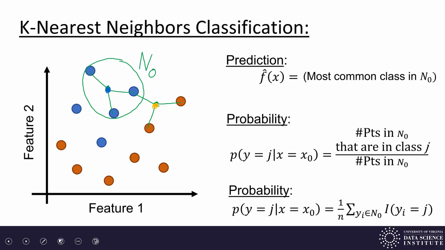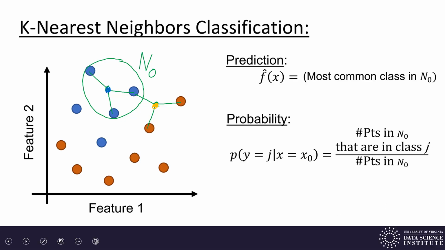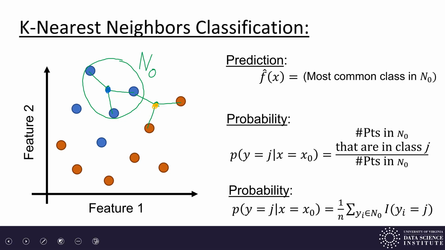The formula is very simple. We just look at the neighborhood of this new data point, and the probability is going to be the number of points that are in that neighborhood and are in class j, divided by the total number of points that are in that neighborhood. There's a different way to write this formula. This is the textbook way to write the formula. It's more in the flavor of statistics and formal writing, less conceptual than the formula that we provided above here.